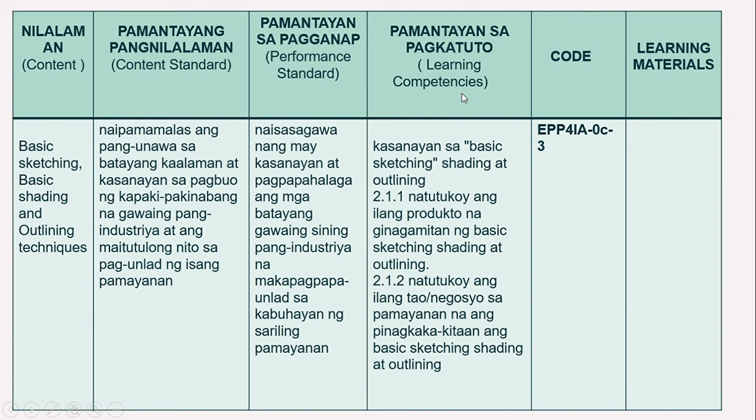So, the content is your topic. What is the topic? The content standard is what needs to be discussed, and the performance standard is what the students use or apply in performance, in skill levels, and the learning competency. The learning competency is what they need, the competency they should achieve. The learning objective is what you draw from it.